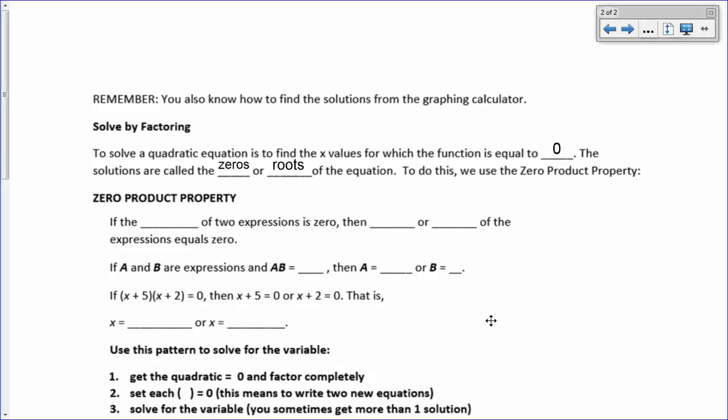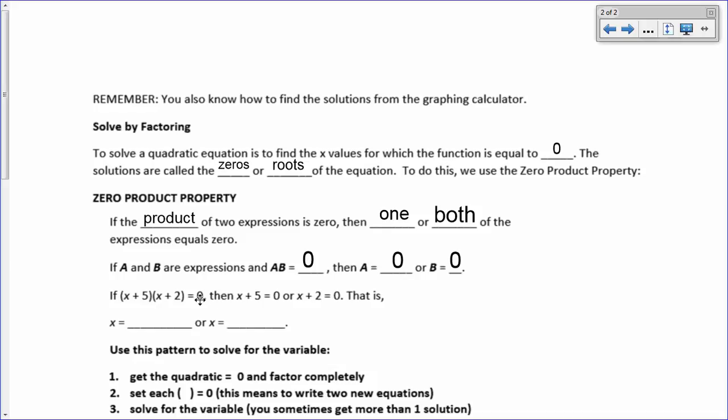To do this, we use the zero product property. What the zero product property says, if the product of two expressions is 0, then either one or both of them must be equal to 0. So, if a and b are expressions, and a times b equals 0, then a equals 0 or b equals 0. Okay, so we use this product property to justify finding solutions from a factored trinomial or factored form. So here's factored form.